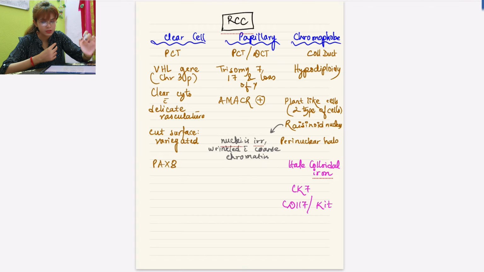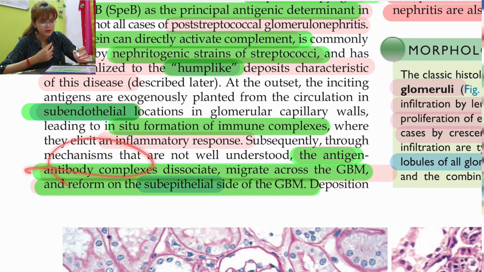So why is this happening? Because initially there is in situ formation of immune complexes, which gives rise to subendothelial deposits, and now these antigen antibody complexes migrate across the GBM and reside on the subepithelial side. So they migrate across the GBM to come on the outer side and lie in the subepithelial side, but initially they were in the subendothelial position.